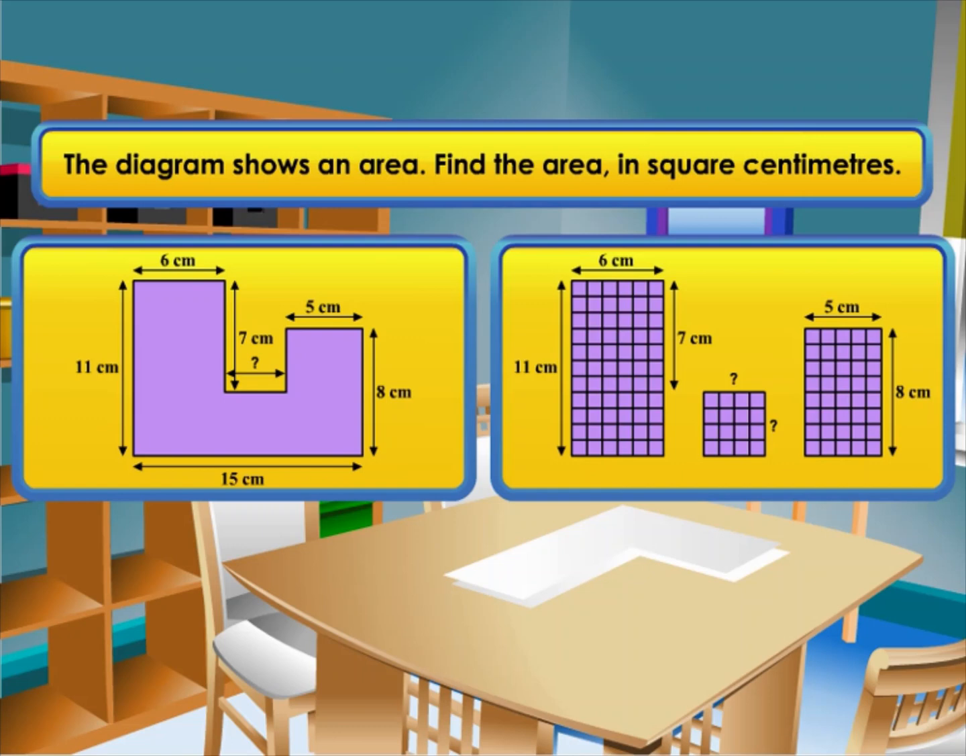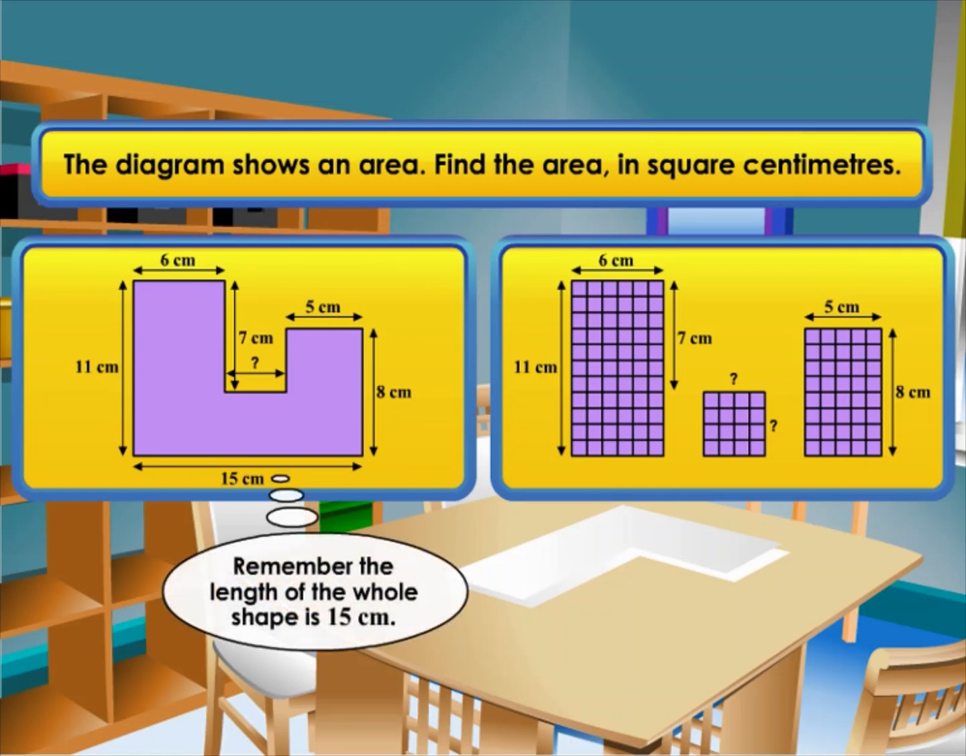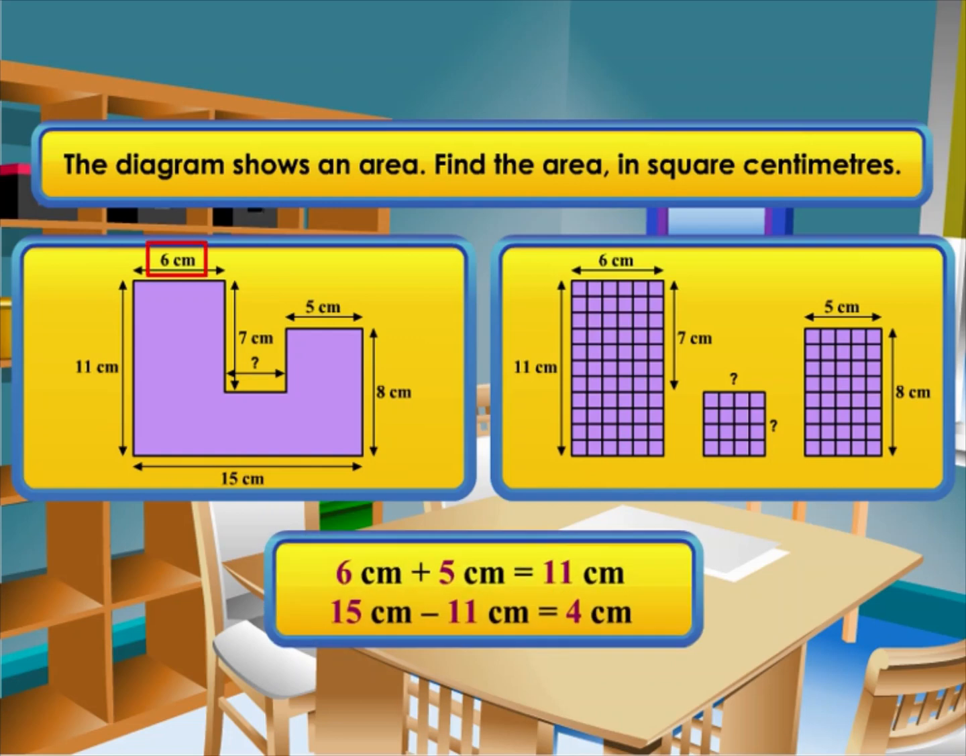Work out the length of the unknown sides by deducting the length that you know from the length of the whole shape. Remember, the length of the whole shape is 15 centimeters. Deduct 6 centimeters plus 5 centimeters, which total 11 centimeters, from the total length of 15 centimeters. The difference between 15 centimeters and 11 centimeters is 4 centimeters. You now know the missing length in the center.